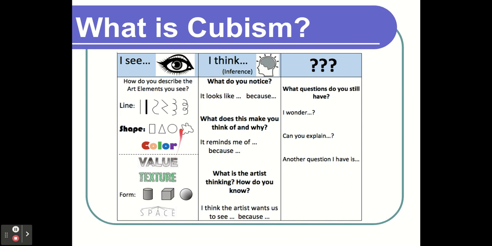Then, once you've looked at the elements, you want to start to ask yourself how the artist is putting those things together. That's the I think part. And it's kind of like making an inference. We're using what we see with the elements of art with what we already know to try to figure out what the artist is telling us. What do you notice? You can answer that by saying, it looks like, because you always want to give us a reason.